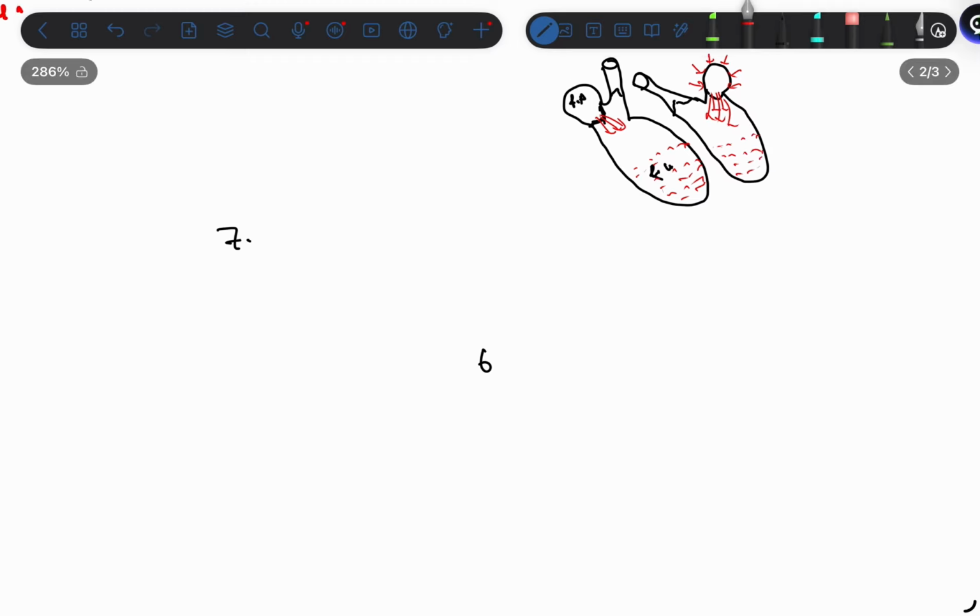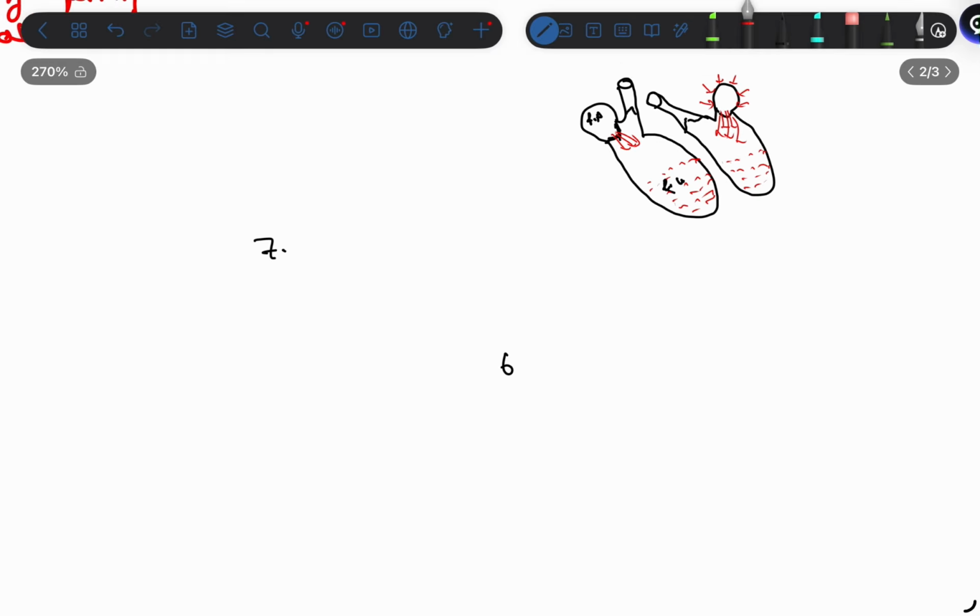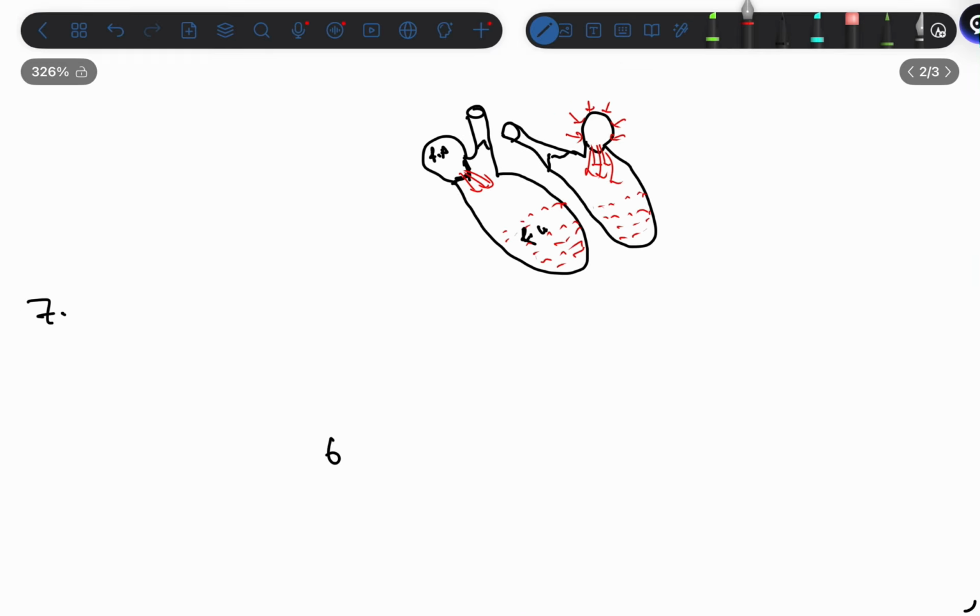The ventricles start filling, and when the ventricles get filled properly, they start contracting. Okay, when the ventricles contract, they push the blood into the systemic circulation by the aorta and into the pulmonary circulation by the pulmonary arteries.